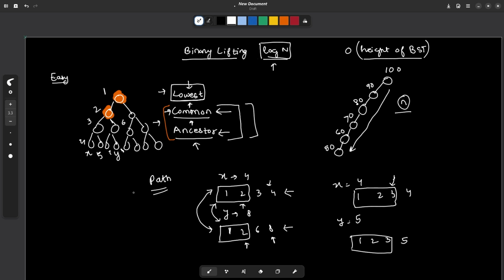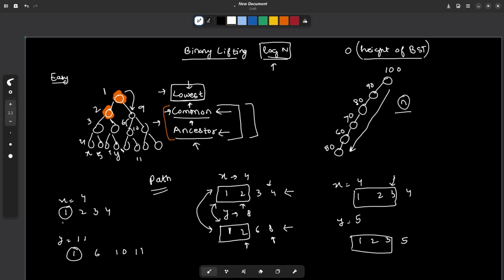Right. Let me just take one final example, and let's say I want to consider this particular node. So we have considered till 8. Let's say this is 9, this is 10, and this is 11. So I want to find x equals 4 and y equals 11. So what is the path from 1 to 4? That is 1, 2, 3 and 4. What is the path from 1 to 11? That is 1, then 6, then 10 and then 11. So 1, 6, 10 and 11. Right. So you see that this is the only common node, and this will be the lowest common ancestor.